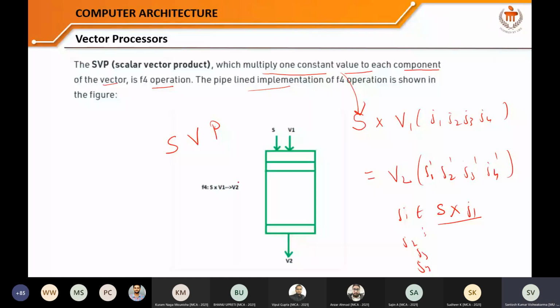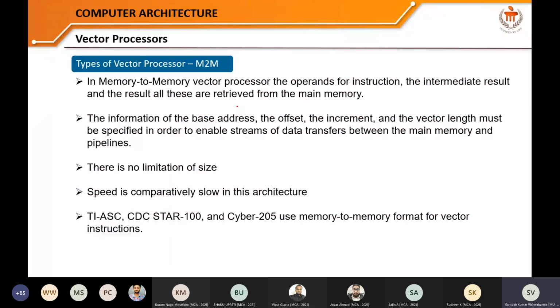Obviously you may have a doubt about how it is going to be implemented, because this is just a block diagram. Again, the key lies in the pipelining itself, which we have discussed a number of times in the previous sessions. Now we can have two types of vector processors. The first one is memory to memory vector processors, and the second is registers to registers. In memory to memory vector processors, the operands for instructions, the intermediate results, and the result, all of these are retrieved from the main memory, because it's memory to memory itself.